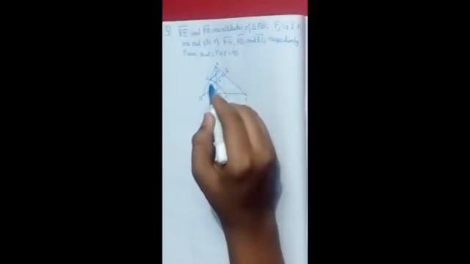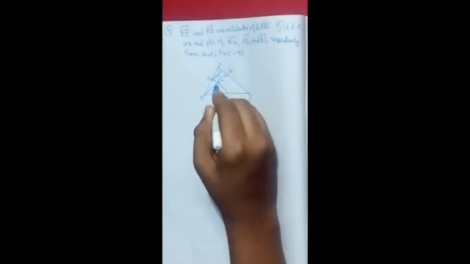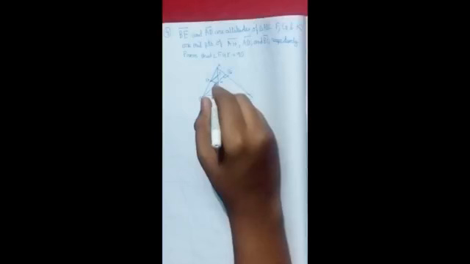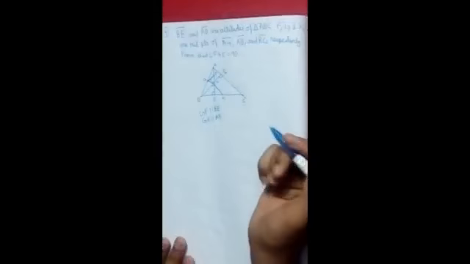This is 90 degree. Hence we come to know this is also 90 degree by corresponding angles. If this is 90 degree, this is again 90 degree by vertically opposite angles. If this is 90 degree, this is again 90 degree by co-interior angles. These three properties of parallel lines you must know. I am writing these things for your convenience.